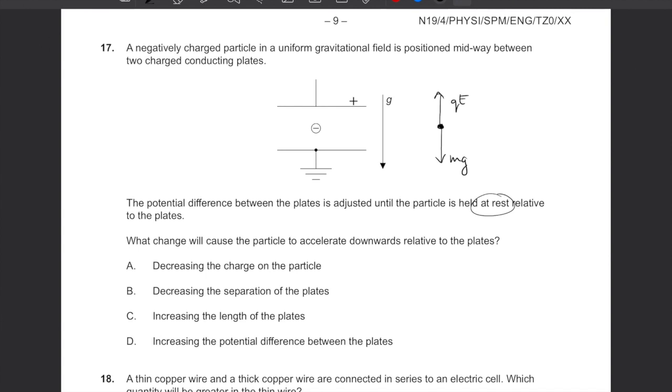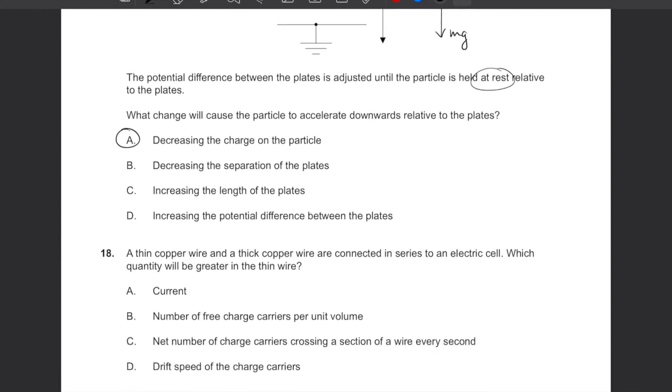And what will cause the particle to accelerate? Well, we can see definitely decreasing the charge means that the electric force decreases, so that gravity is a bit stronger, so it starts accelerating downwards. So this is a question about the electric field between two metal plates, really. It's also about free body diagrams.